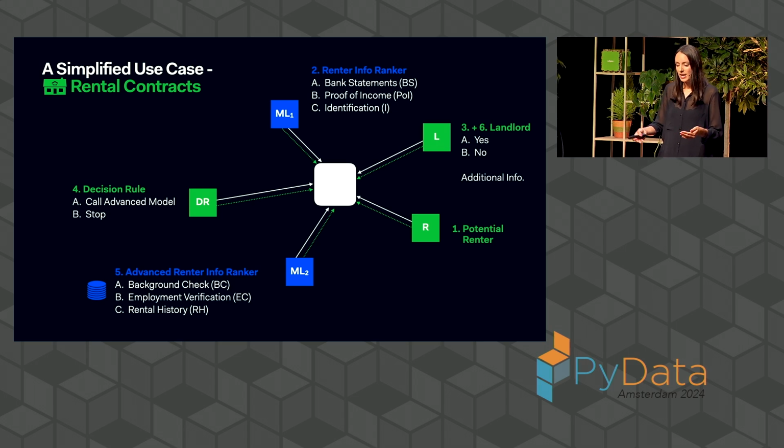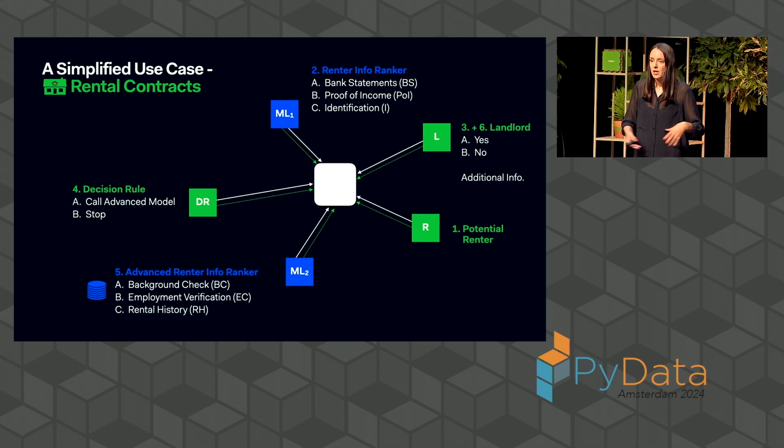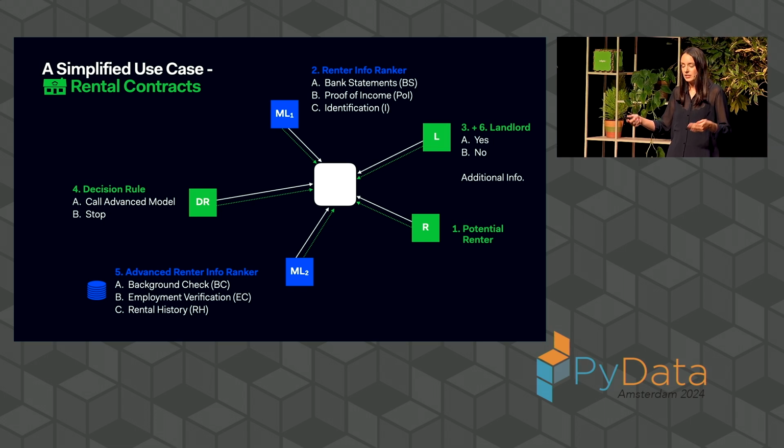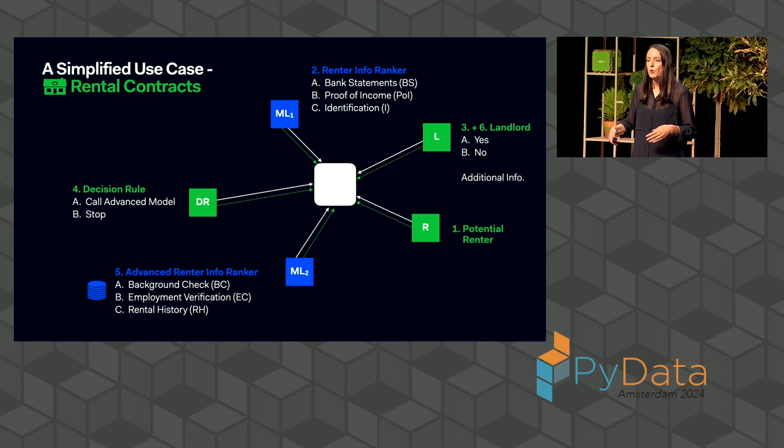We have some communication, decision from the landlord. We also have some decision rules, deterministic decision rules. And the goal of the system now is to optimize an objective, in our case, the contract completion rate. So we want to get as many potential renters approved by the landlord. But we also don't want to introduce unnecessary costs. So let's look at the potential flow in the system.